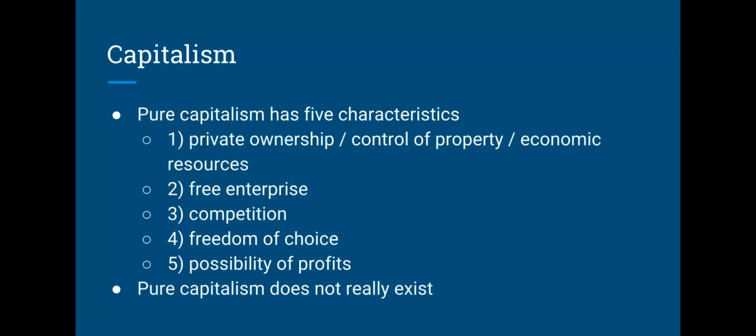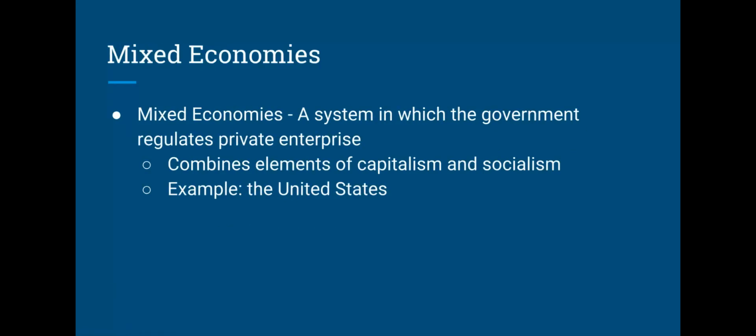Pure capitalism has 5 characteristics. You have private ownership, free enterprise, competition, freedom of choice, as well as the possibility of profits. Pure capitalism today really does not exist. You do have some government involvement, and that's going to lead to what is called a mixed economy. So a mixed economy is just where the government regulates private enterprise. It combines some elements of capitalism as well as socialism. An example would be the United States. For example, there are restrictions in terms of hours you can work, as well as child labor laws and things like that.